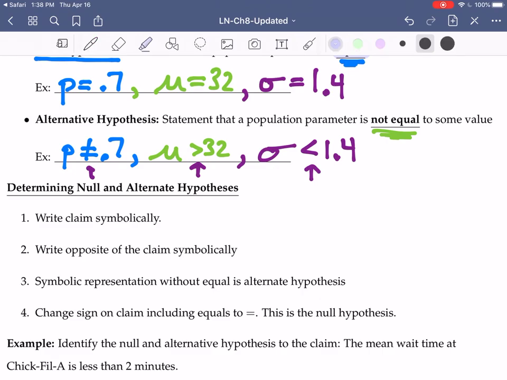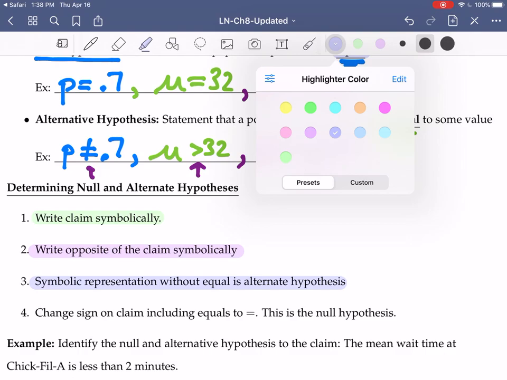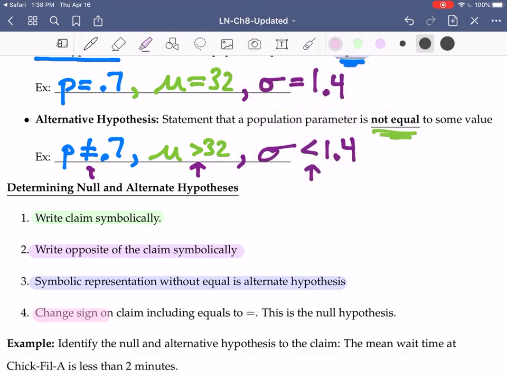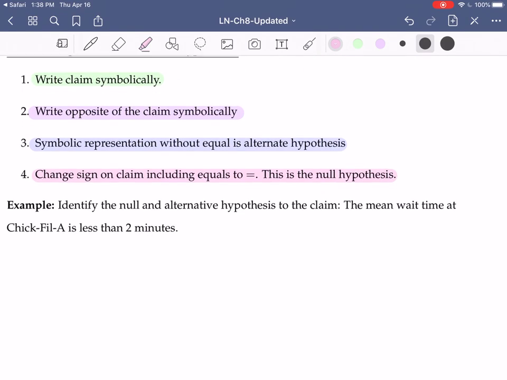Our first step is we want to write that claim symbolically. So we write the claim in symbols, whatever claim is being made in a particular problem. Next, we write the opposite of the claim symbolically. The symbolic representation without equal, that is your alternative hypothesis. The claim that does include the equals, we change that to just an equals, and that is your null hypothesis. All right, so let's see this in an example.